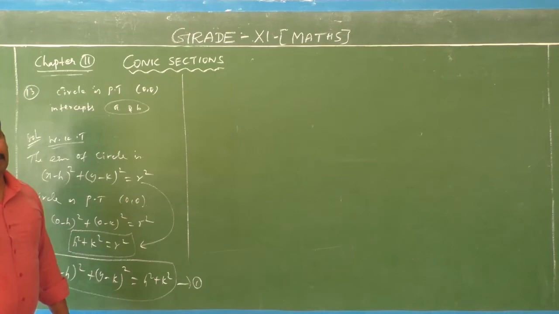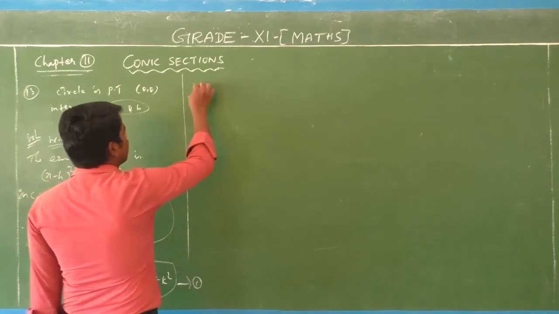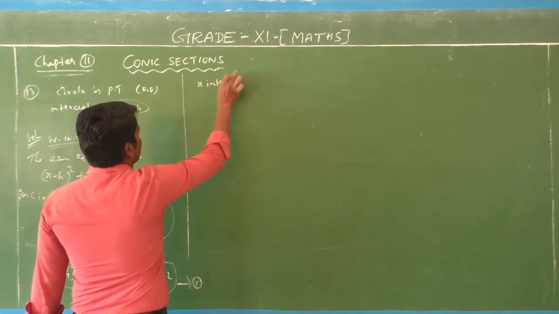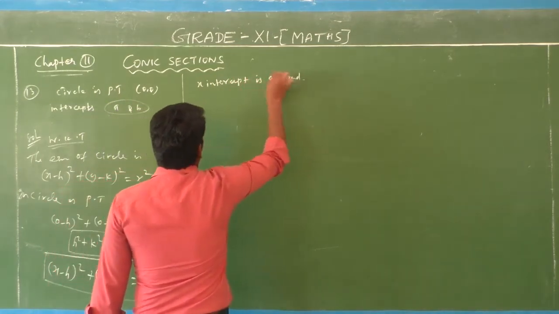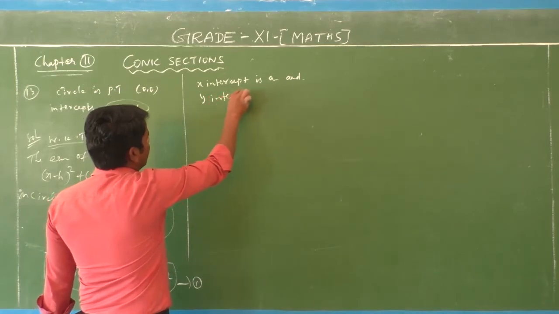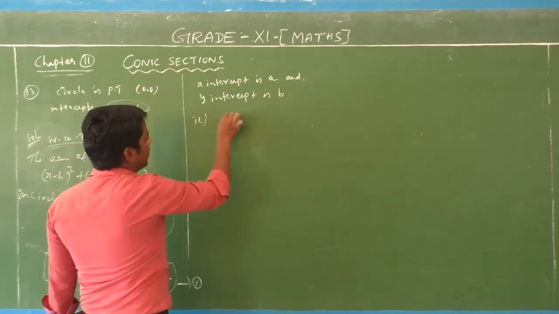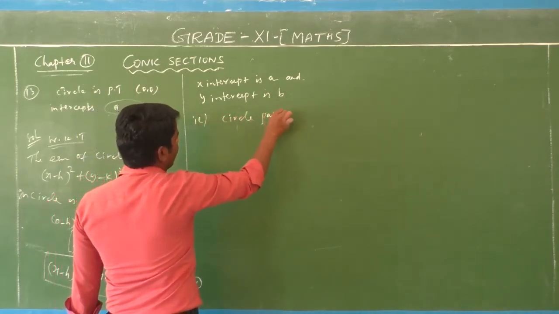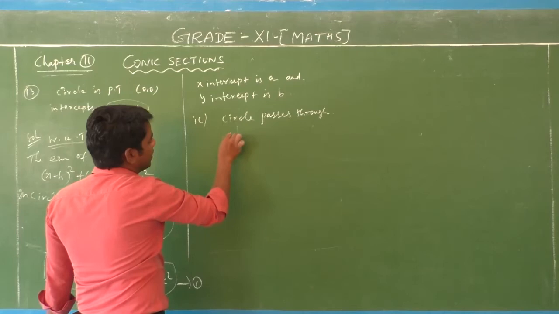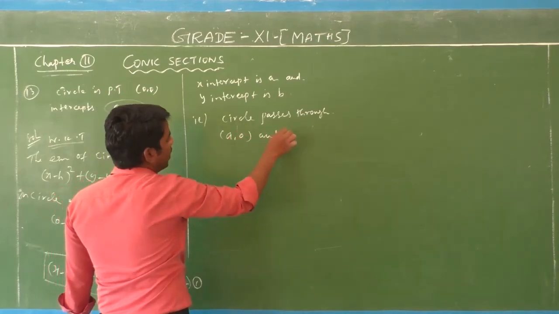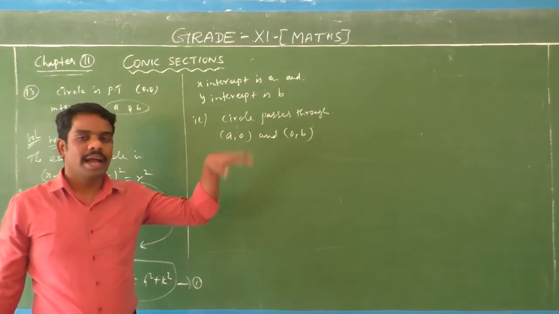And the second information: the intercepts on the coordinate axes are A and B. That is, the x intercept is A and the y intercept is B. So the circle passes through (A, 0) and (0, B).